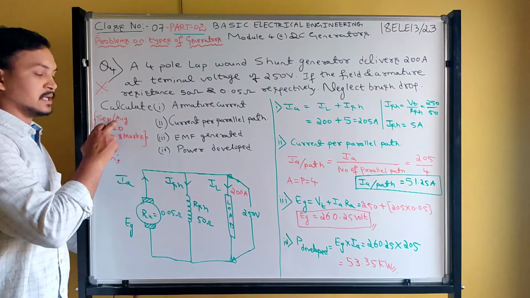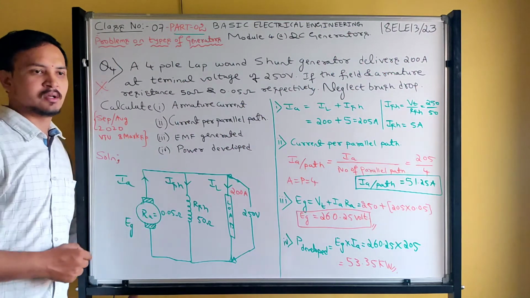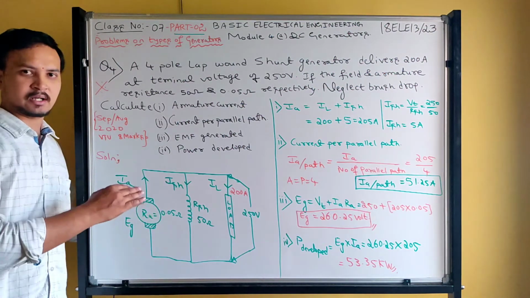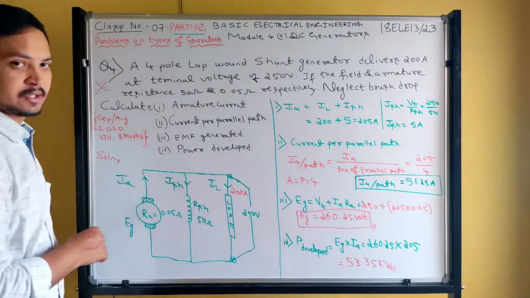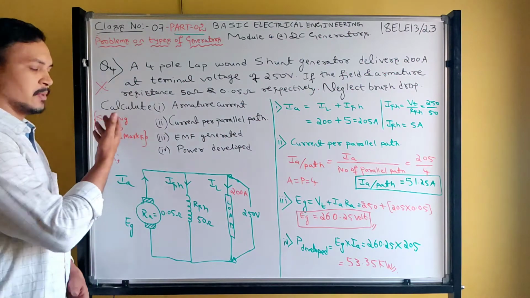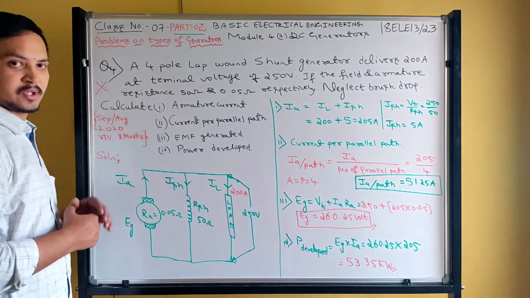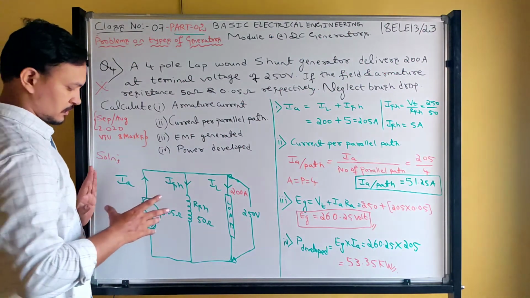8 marks question asked recently, after lockdown. Exams were conducted a little late, so that's why it is September and August. Initially it was conducted in June, July, so they conducted in the month of September. Okay, August and September.